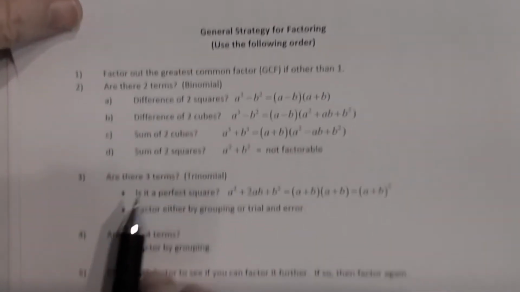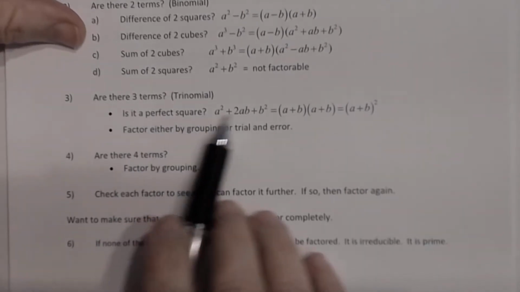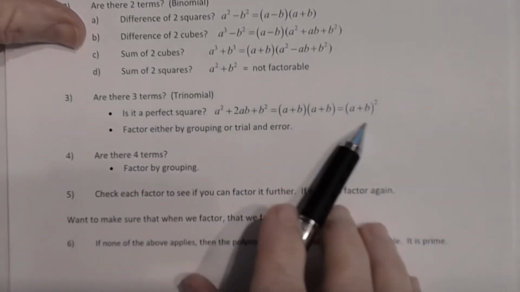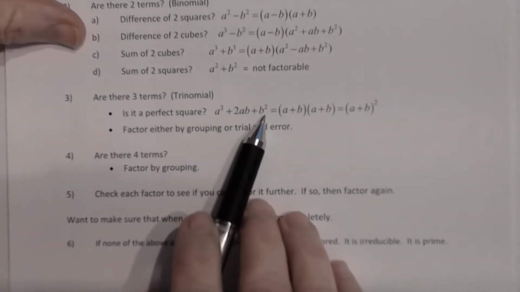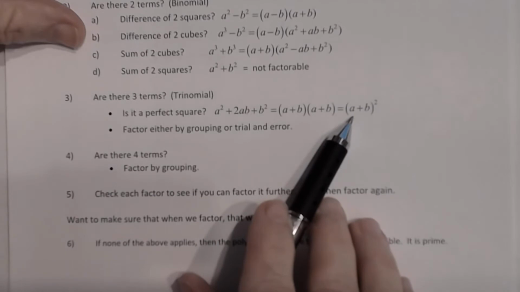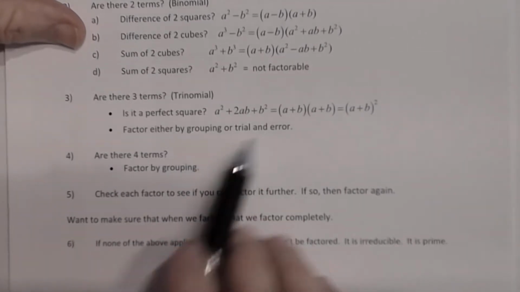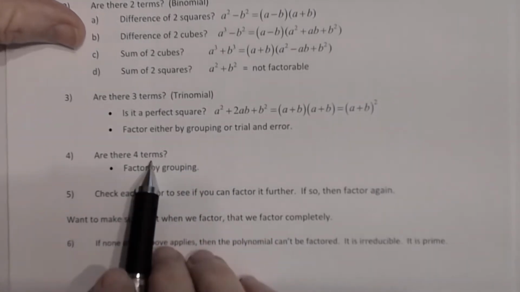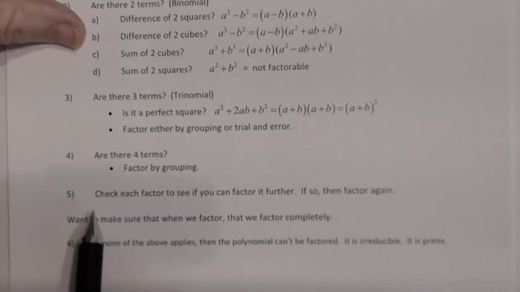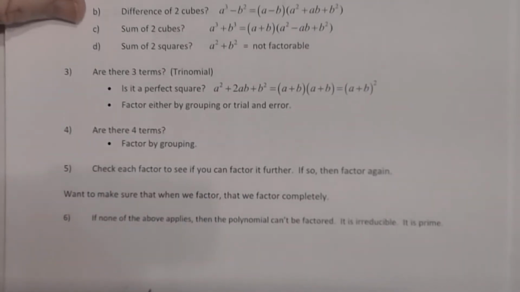If you have 3 terms, a trinomial, then you want to see, is it a perfect square? Remember, a perfect square has the form a squared plus 2ab plus b squared, and can be factored as (a plus b) squared. Otherwise, factor either by grouping or trial and error. If there are 4 terms, then remember we did grouping. And then always check each factor to see if you can factor it further. If you can, then go ahead and factor again.